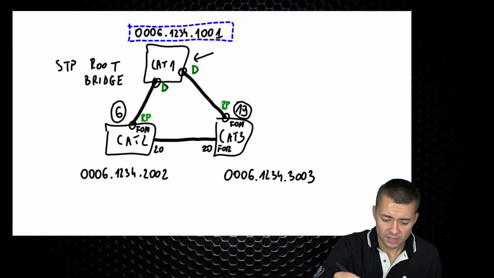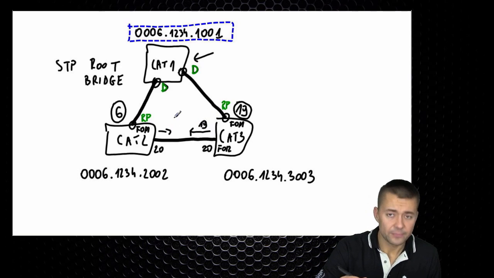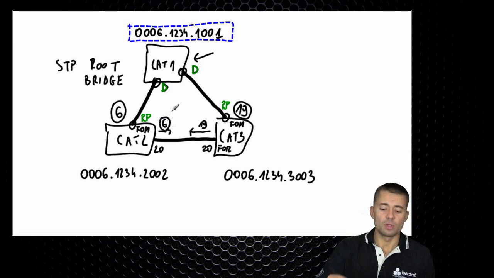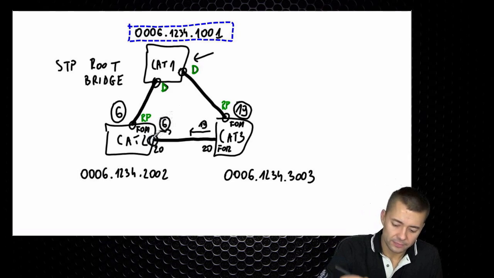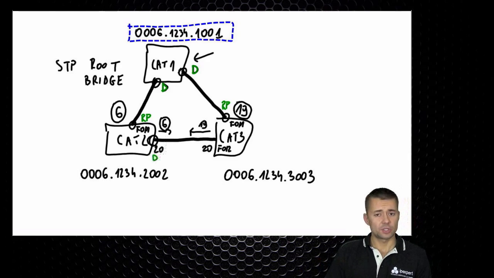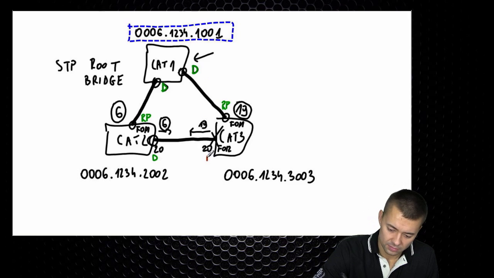So Cat3 is going to be sending the frames with a cost of 19, versus Cat2 is going to be sending the frames with the cost of 6. So 6 is definitely lower, which means that this interface is going to become a designated port. And finally, all other interfaces that are not root ports and not designated ports are going to be blocked. So this port is in the blocking state.